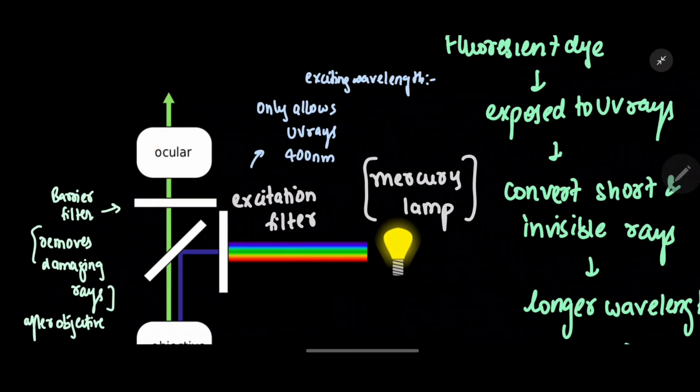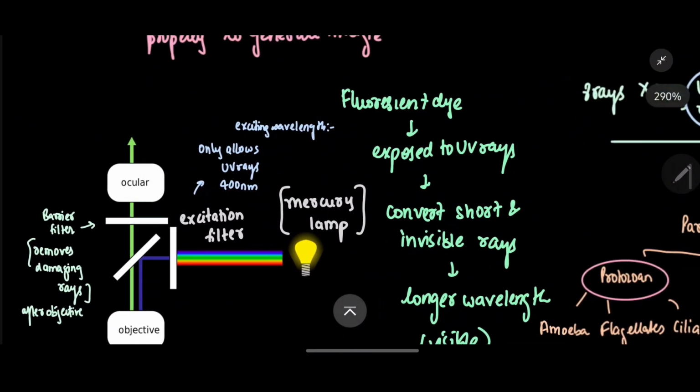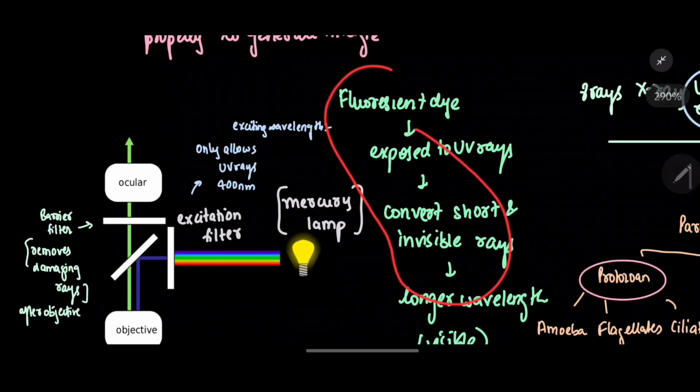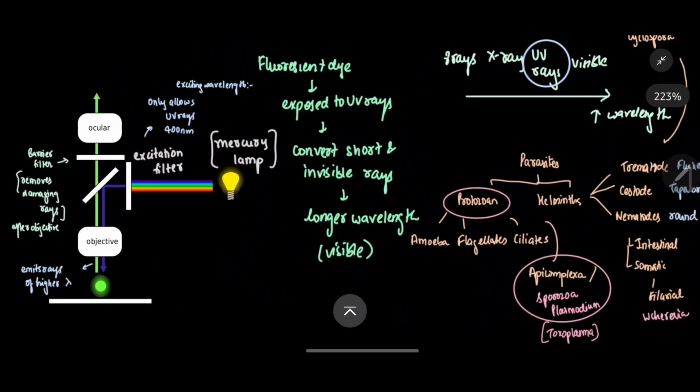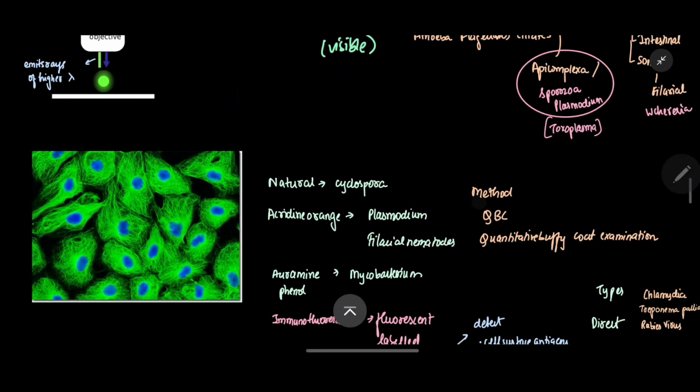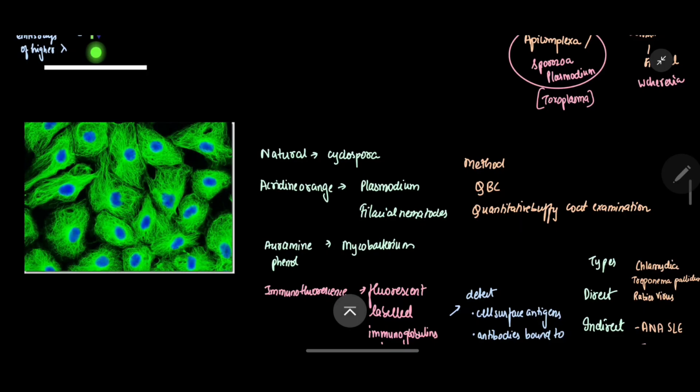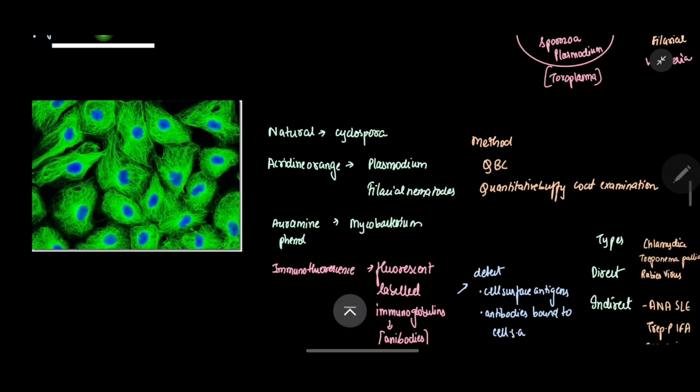The main logic here is this. This is very important to understand. Okay, so what is this used for? What is fluorescent microscopy used for? We can observe different microorganisms through this, like parasites, bacteria, your helminths, and so on. So let us look at what we can observe.